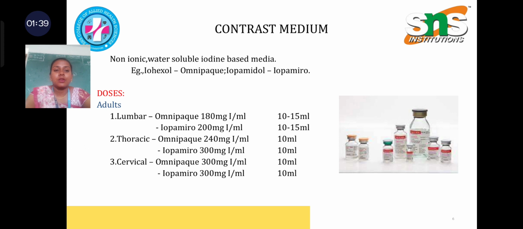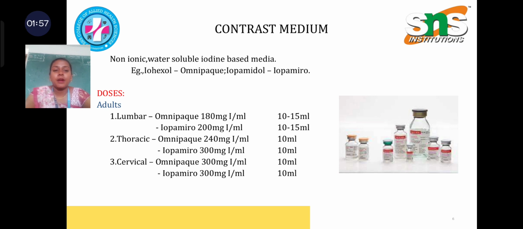Example: Iohexol, company name is Omnipaque. Iopamidol, company name is Iopamiro. Doses for adults: lumbar, Omnipaque 120 mg, 10 to 15 ml. If Iopamiro 200 mg, 10 to 15 ml.